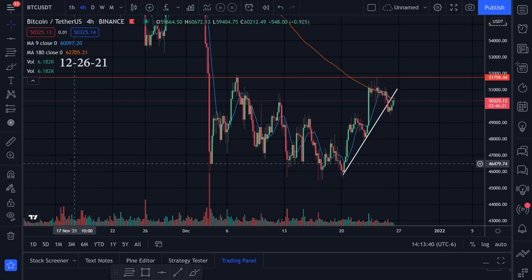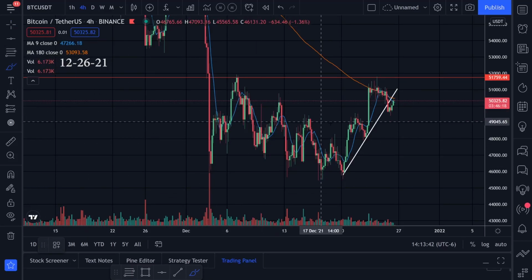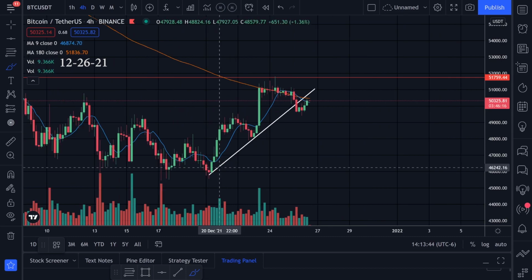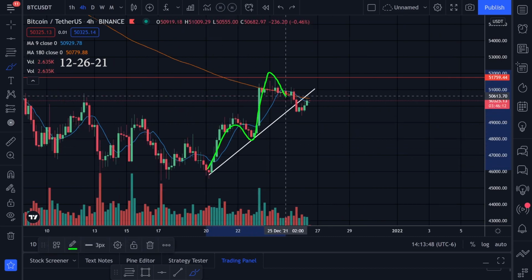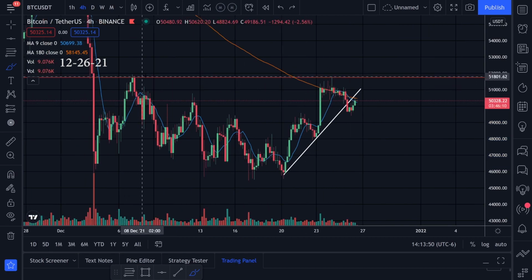Let's take a look at the chart for Bitcoin. Okay, so here's what we were looking at in my last video. We're on the 4-hour time frame right now, and we had support right here, support right here. We were watching this uptrend like this. We actually were targeting the previous resistance up here at around 51.8k.